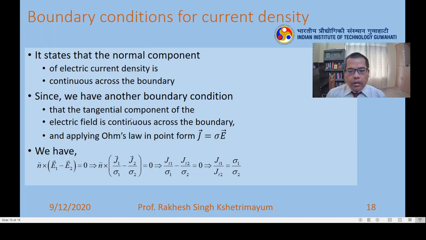Yeah, that is the derivation for the boundary conditions for electric field, magnetic field, and current density.